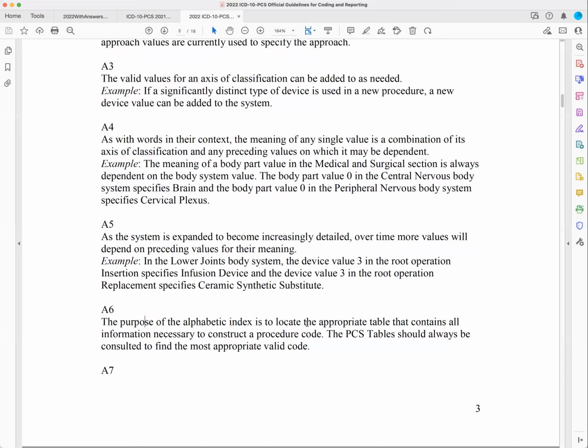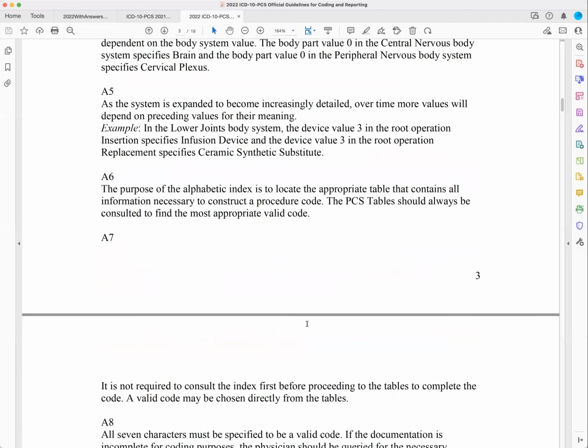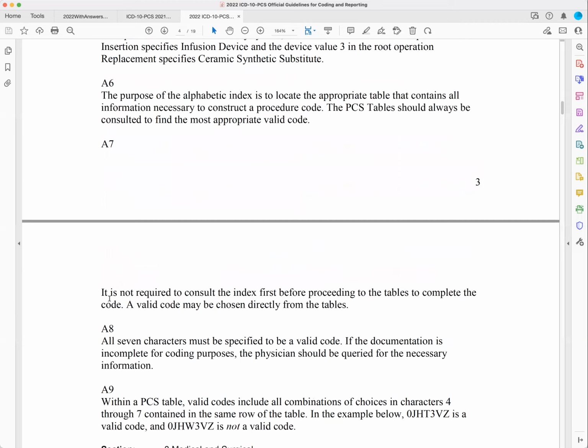So always verify in the tables, even if the index provides you 3, 4, 5, 6, 7 characters, you're still going to go over to the tables, look at those character values, look at their meaning within that particular table, and make sure it fits your scenario. And what I just mentioned, here is the actual guideline that says it is not required to consult the index first. So you can go directly to the tables.